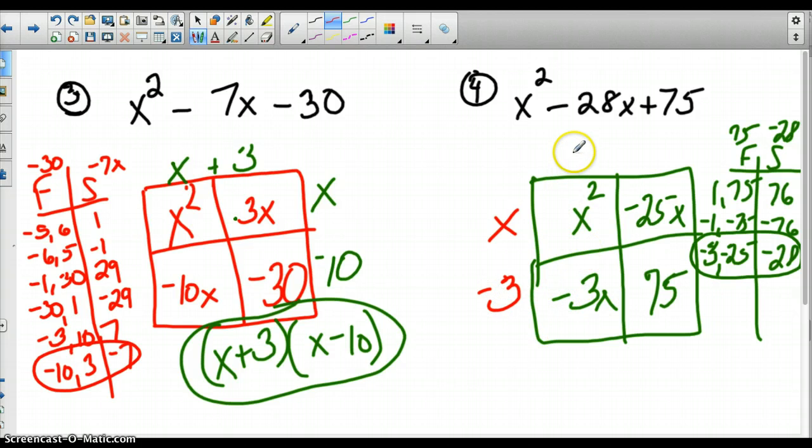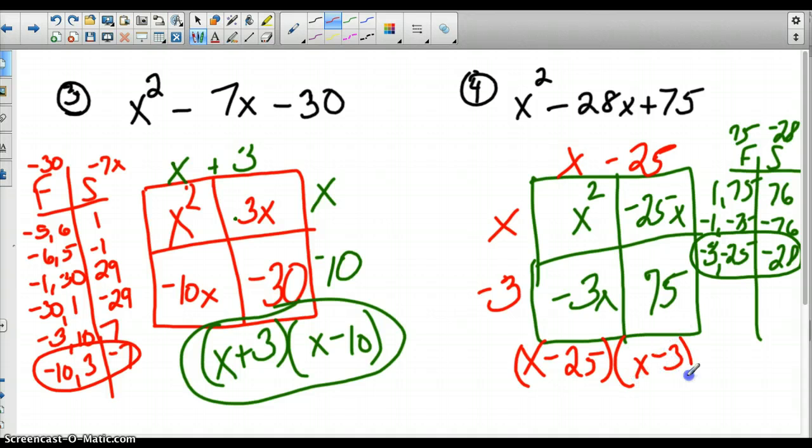Going vertically, we would have x squared and negative 3x. X would be the greatest common factor. Negative 25x and 75, negative 25 would be the greatest common factor. So we have x minus 25 times x minus 3 as our final answer.